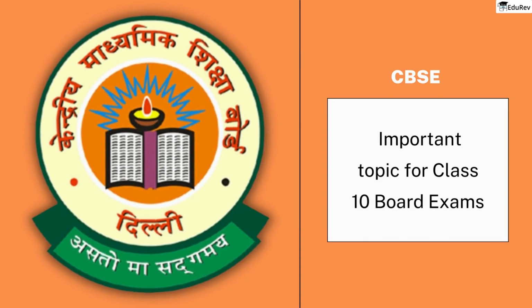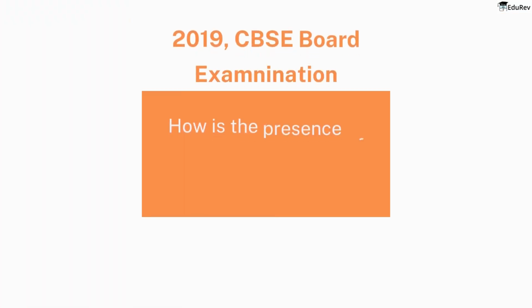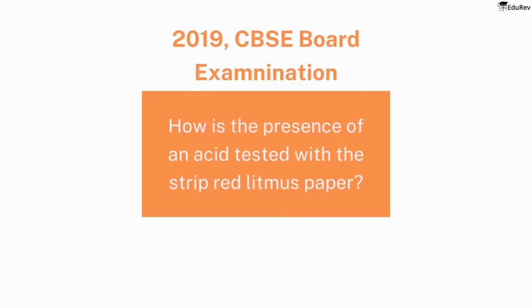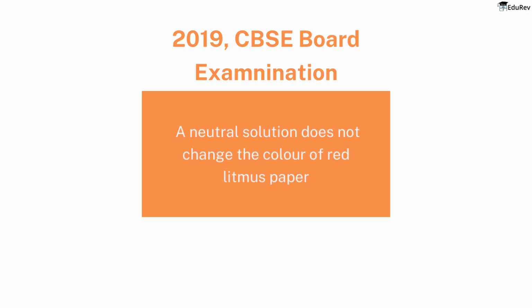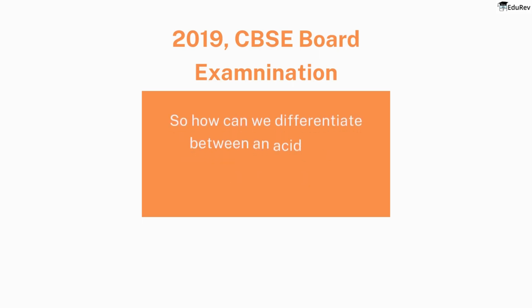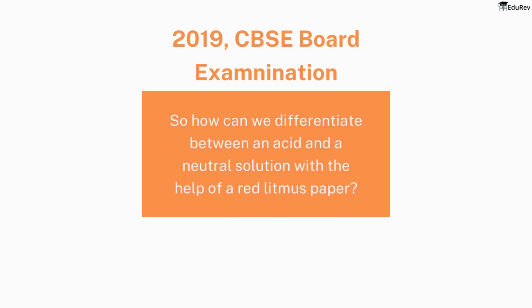Let's discuss a previous year question from indicators. The question from 2019 board exam is, how is the presence of an acid tested with the strip red litmus paper? This question is a bit tricky because an acid will have no effect on the red litmus paper. Similarly, a neutral solution does not change the color of red litmus paper.